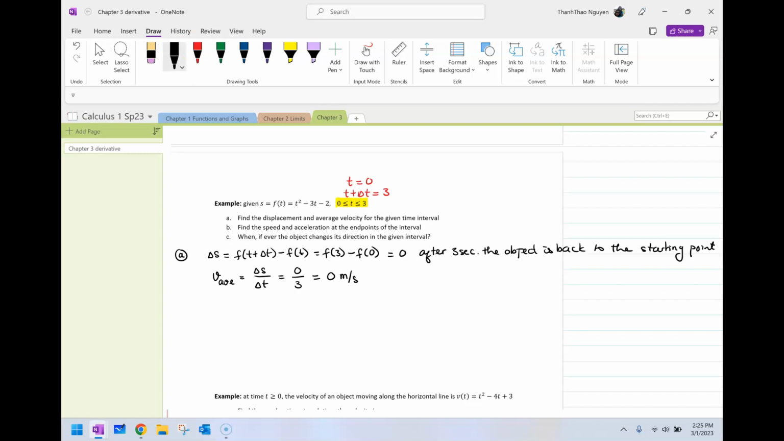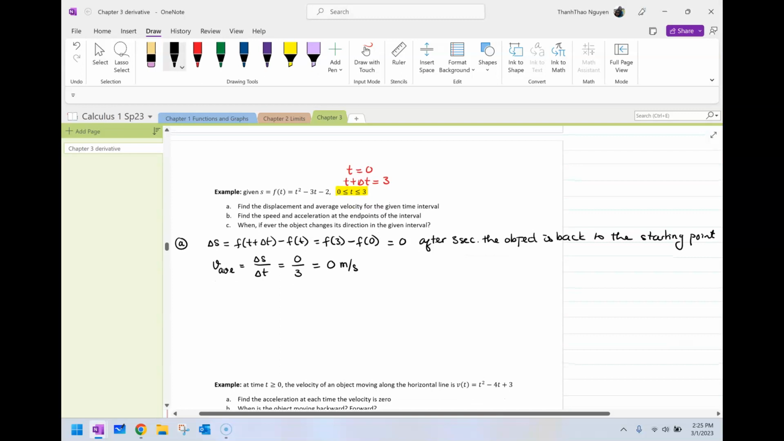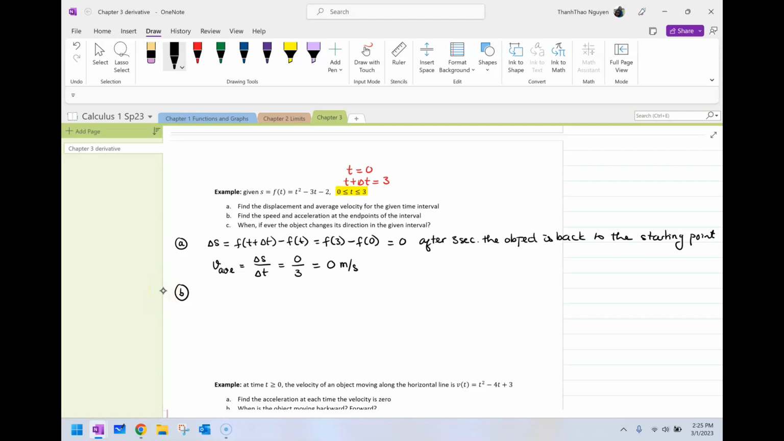So it looks like the object didn't move at all, but is that really the case? What happened here? In the next part, we want to find the speed and acceleration at the endpoints of the interval. So the velocity v of t is equal to f prime of t, which equals 2t minus 3.